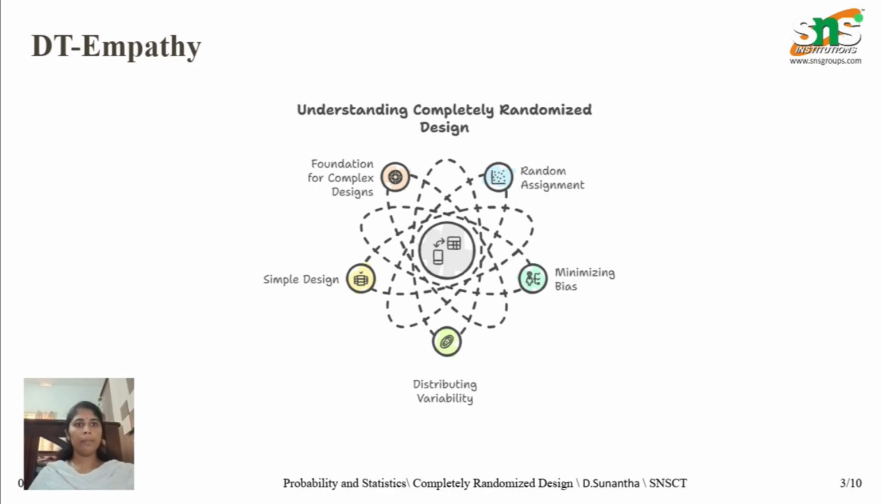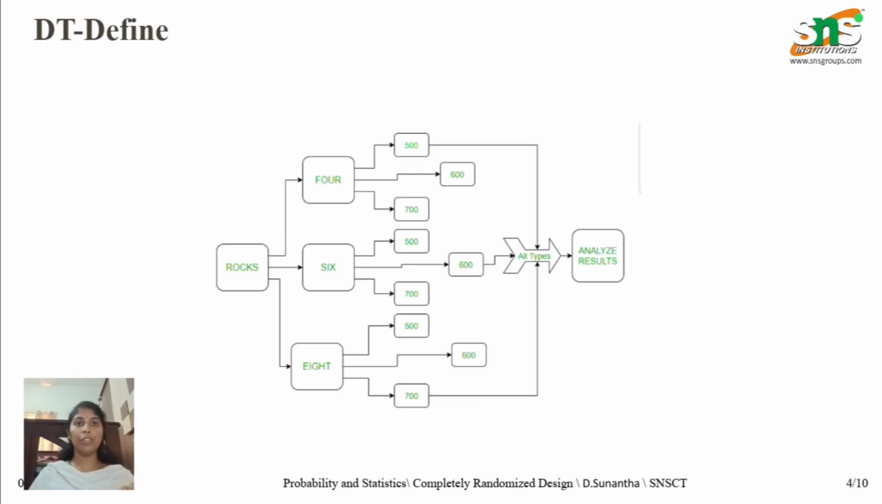Next is the define part. The define part is nothing but defining the problem statement. For example, we compare multiple treatments to ensure unbiased allocation and avoid systematic error. The key assumptions in CRD are that all experimental units are homogeneous, therefore we can apply the CRD method. Any variation is due to random error only, so we will find the randomness also.